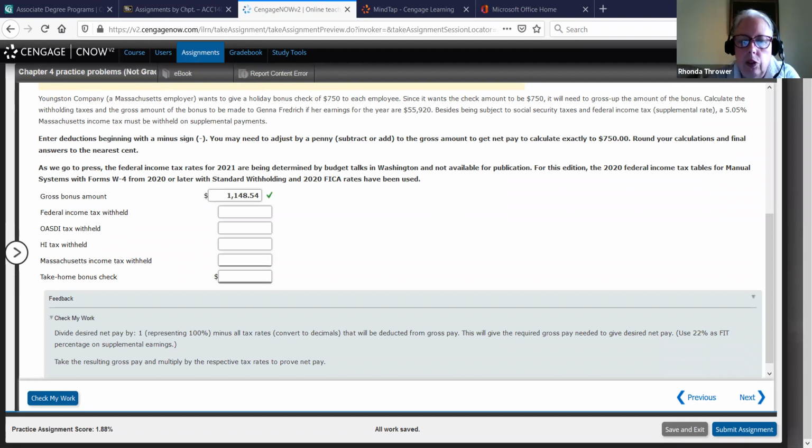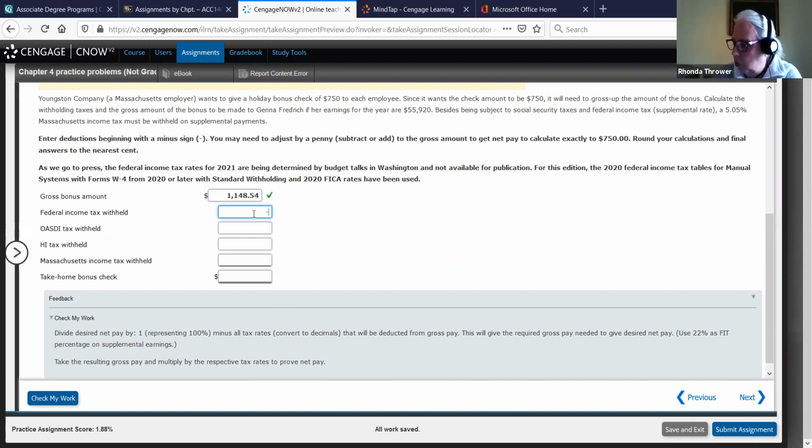So I'm going to go back to this. Now I'm going to put in my federal income tax. Now remember, the deductions would be your taxes, and you got to enter the deductions with a minus sign. If you don't do this, it marks it wrong. And so I'm always receiving emails from students on this particular problem because they don't put their minus sign in. So I'm going to emphasize to you, you must put a minus sign in for Cengage to count this right.